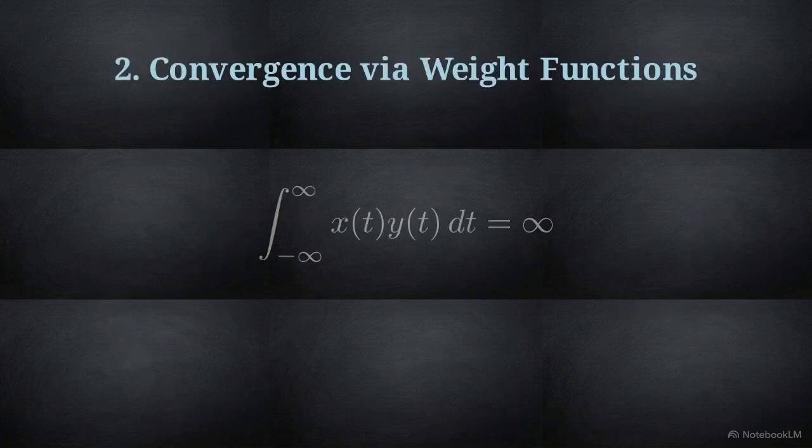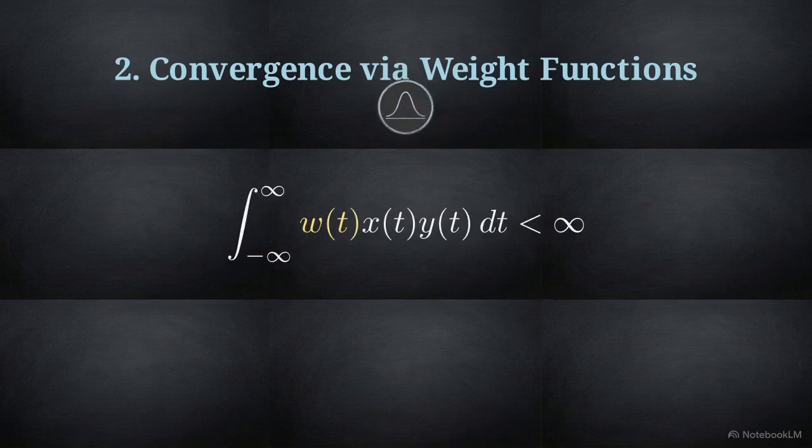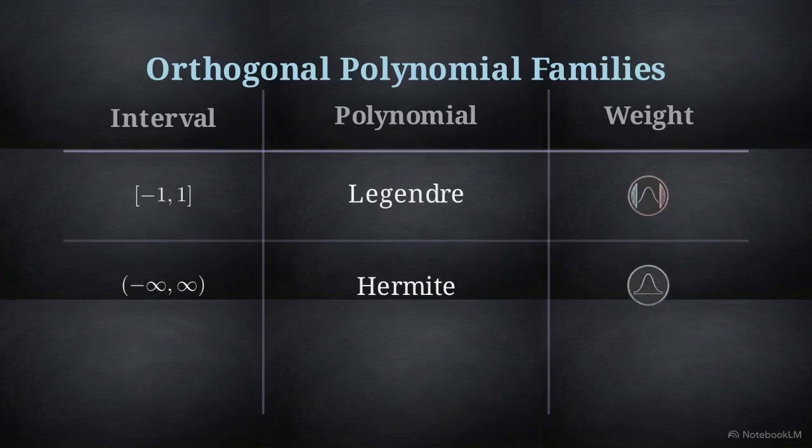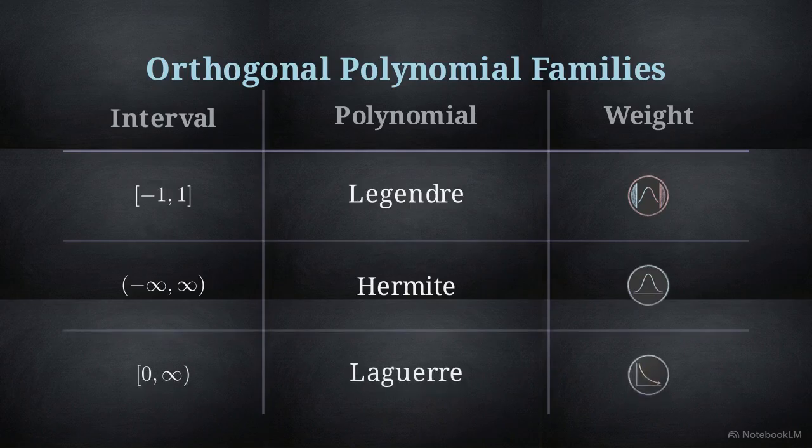Second, if your integration limits go to infinity, you must include the appropriate weight function to keep your inner product finite. To summarize, for the finite interval from -1 to 1, use Legendre polynomials. For the infinite interval, use Hermite polynomials with a Gaussian weight. And for the half-infinite interval starting at 0, use Laguerre polynomials with a standard exponential weight.